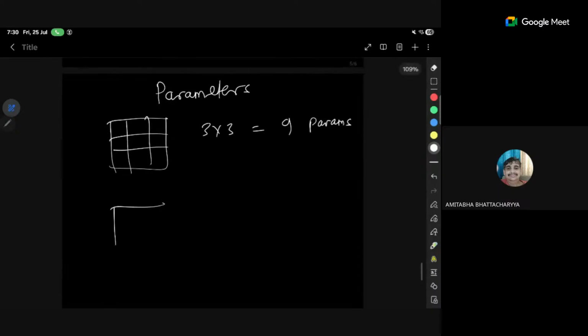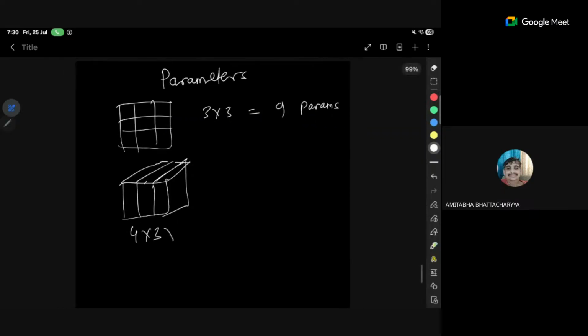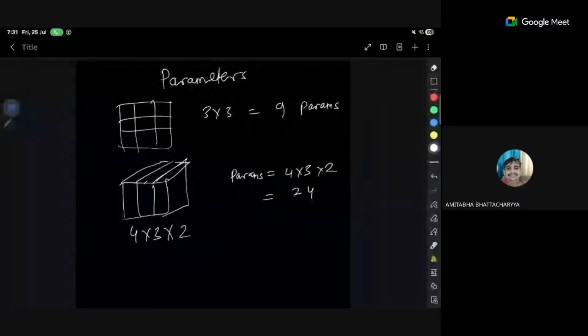Now let's say your filter is like this. This is a 3D filter of, let's say, 4 cross 3 cross 2, anything, but I'm taking this. So how many parameters are going to be there? That is 4 cross 3 cross 2, so that is 24. So all the values in a filter. So this is also a filter. It's a 3D filter.